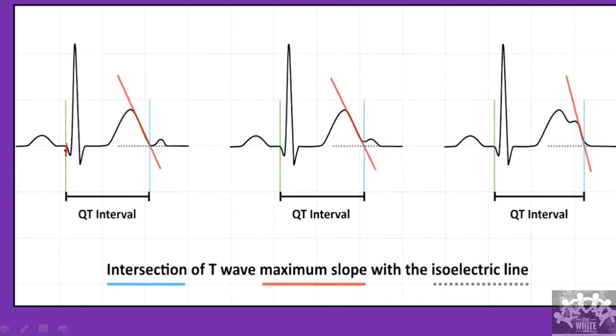So from the onset of the Q wave till the end of the T wave, that means there is one line along with one complex, one wave. So this is a QT interval. And if it's a PR interval, it is from the onset of the P wave till the onset of the QRS complex.